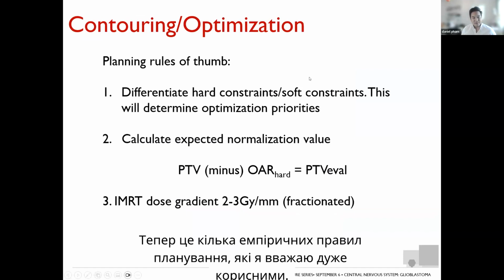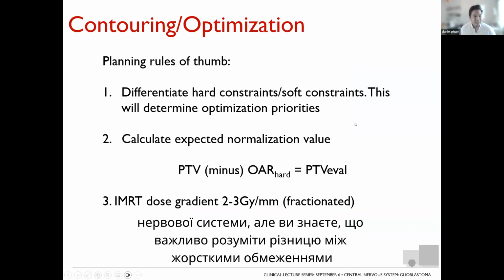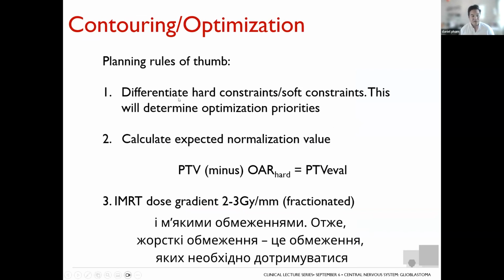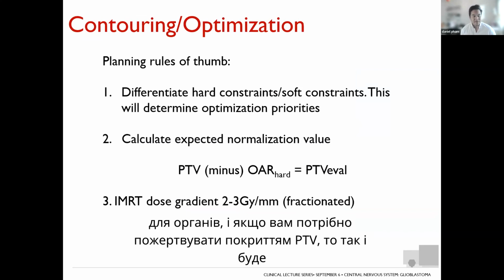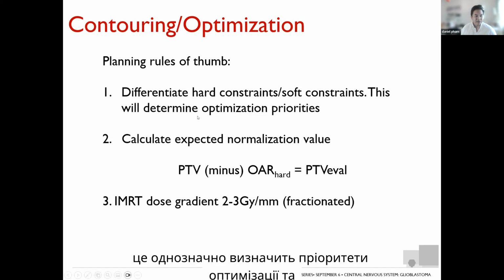Now, there are a couple of planning rules of thumb that I've found to be very useful, and these can be applied to any other clinical site, not just brain and central nervous system targets. It's important to differentiate between hard constraints and soft constraints. Hard constraints are constraints that must be met for organs, and if you need to sacrifice PTV coverage, then so be it. Whereas soft constraints are negotiable. This will definitely determine optimization priorities.